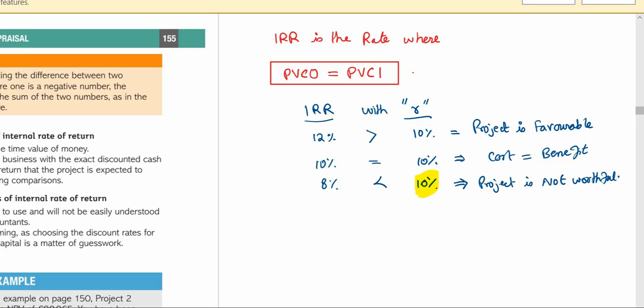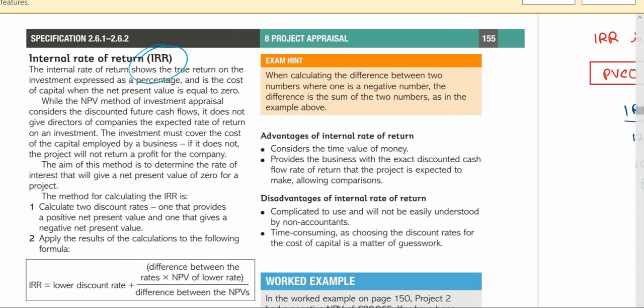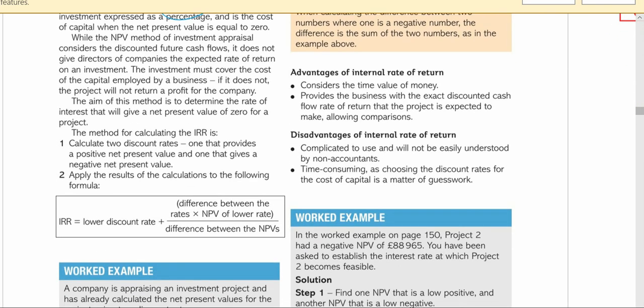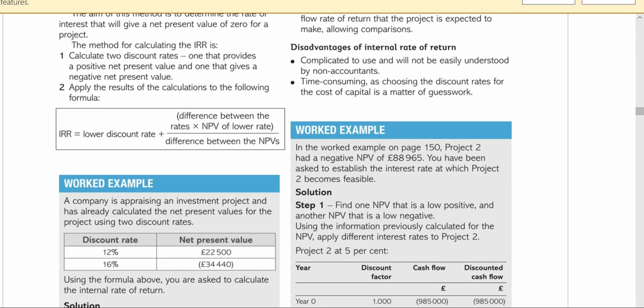Now, how to calculate IRR? There are two methods to calculate IRR. Number one, equalize the present value of cash outflow with the present value of cash inflow, and the second one is to use the IRR formula.